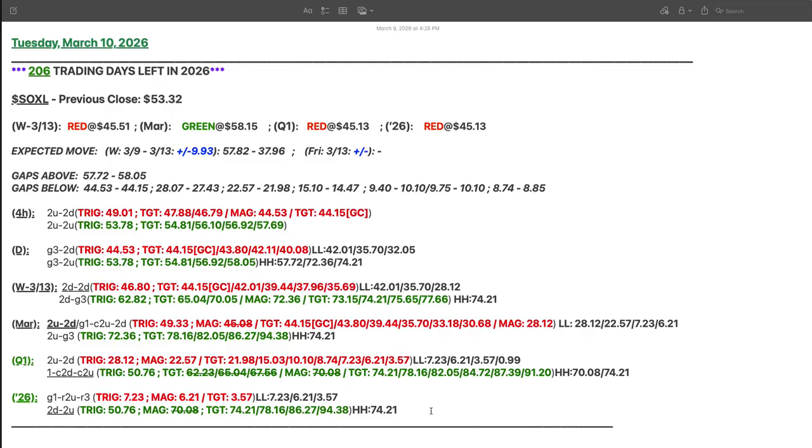So there you have it. Those are your triggers and targets for everything from a scalping perspective all the way up through the 1-year chart. Try to put in as much information as possible without taking up too much of your time.